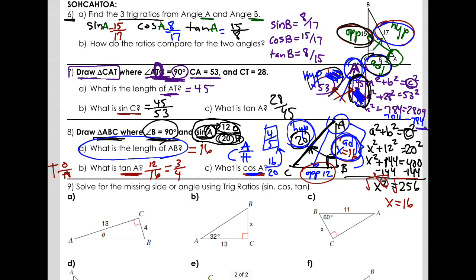Alright, so moving on to number 9, we are having to solve, just like we did on the front, set it up like a, with the trig functions. You have one unknown piece of information and two known pieces of information, so figure out which trig function to use and set it up. So first, theta is here, so we're missing this angle. And it says solve for the missing side or angle using the trig functions. So we're missing the angle.